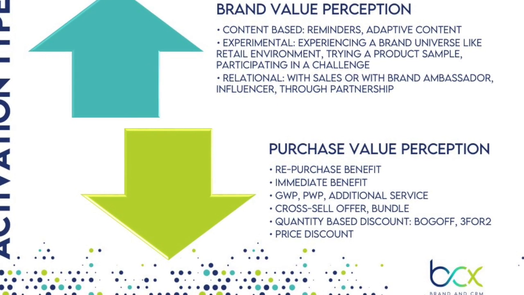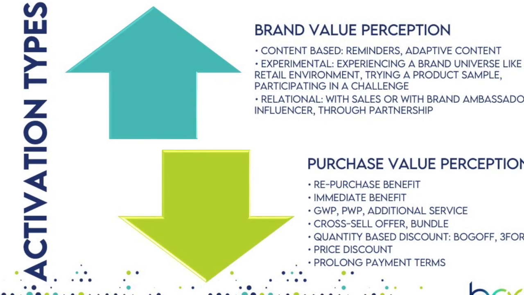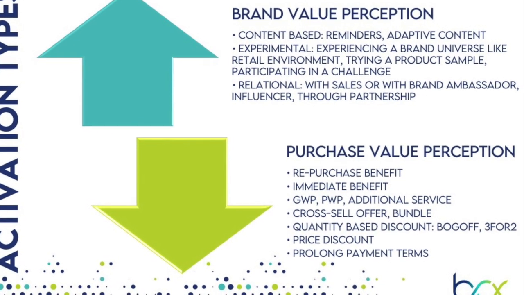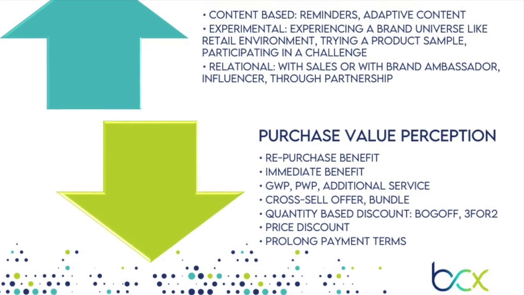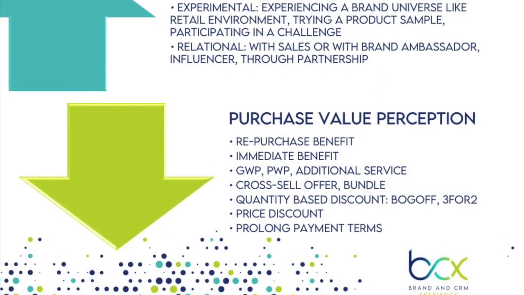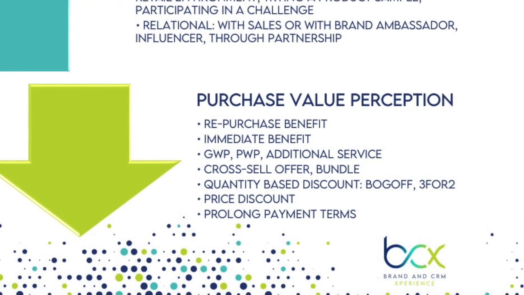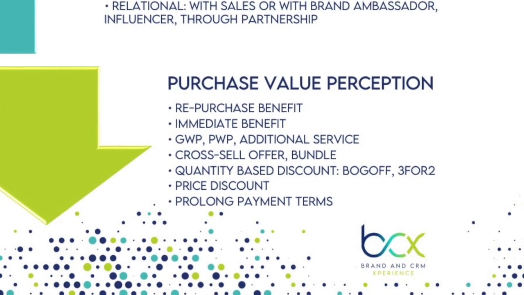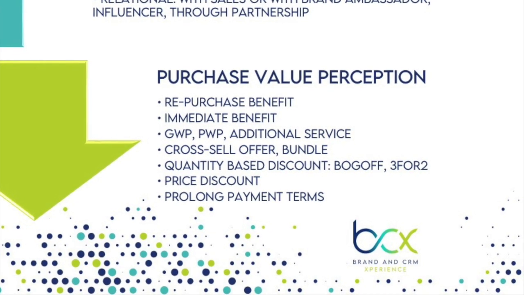If you would like to foster conversion through increasing the perception of the purchase value, you may go into the following elements. You can decide to offer a repurchase benefit, meaning that the consumer will buy the product or the service from you on full price now and will receive a discount or a benefit after a repurchase. Or you can target immediate benefits, and these benefits could be a GWP, a PWP, or an additional service, so gift with purchase, product with purchase. You can cross-sell with an offer. You can create bundles, so you can actually create a bundle offer for the customer with multiple products of yours. You can do quantity-based discounts, such as buy one, get one free or 3 for 2. And you can offer price discounts.